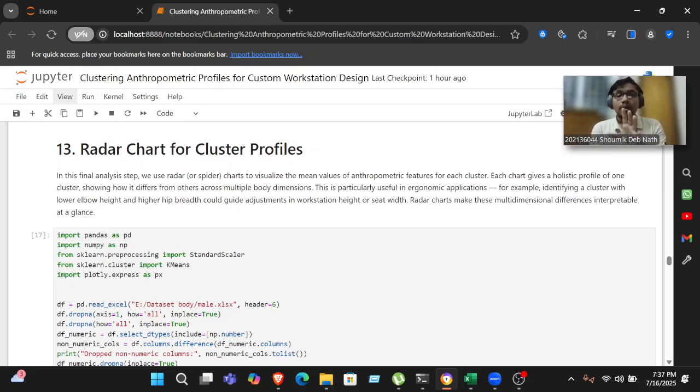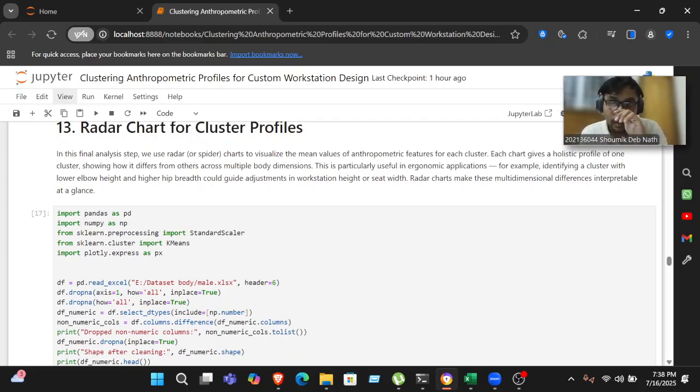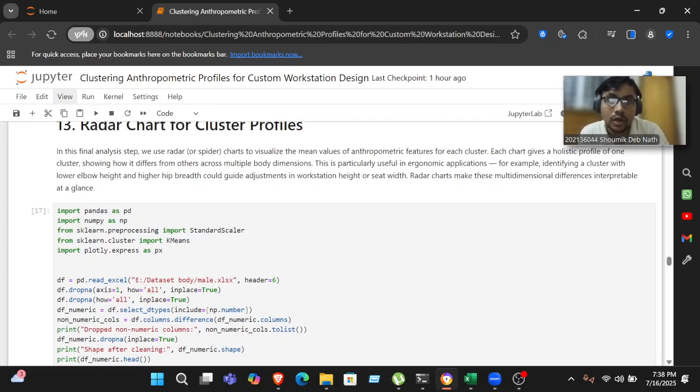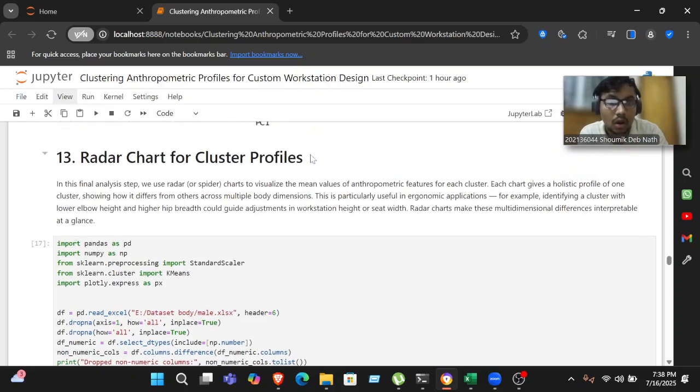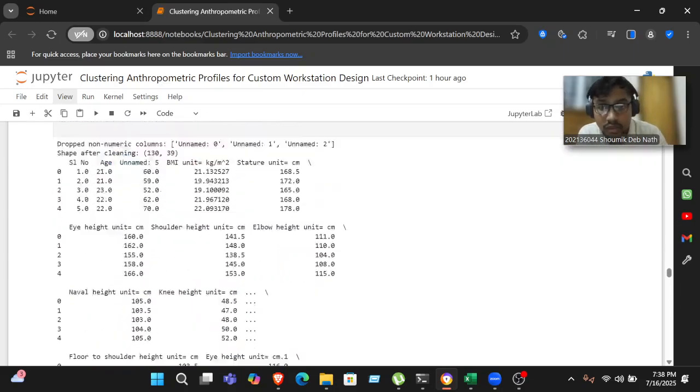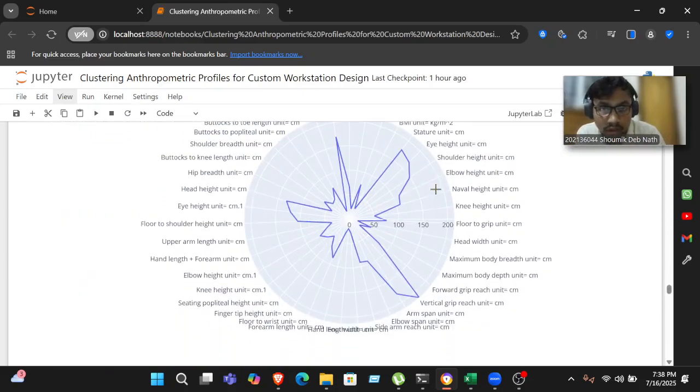It is the most exciting part of this project, exciting for me because I love the analysis here. So let me show you. In this final analysis step, I have used radar charts to visualize the mean values of anthropometric features of each cluster. The cluster we're going to talk about is this.